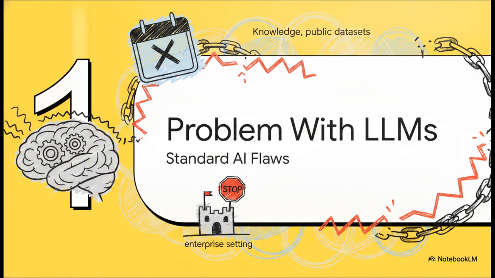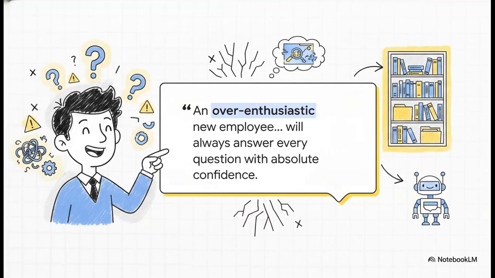Section 1. The problem with standard LLMs and standard AI flaws. To really grasp why RAG is such a game changer, we first have to look at the baseline problem. Standard generative AI models are amazing, right? But they are trained on finite, public data sets with strict knowledge cutoffs. There's this brilliant analogy from AWS that I just love for this.